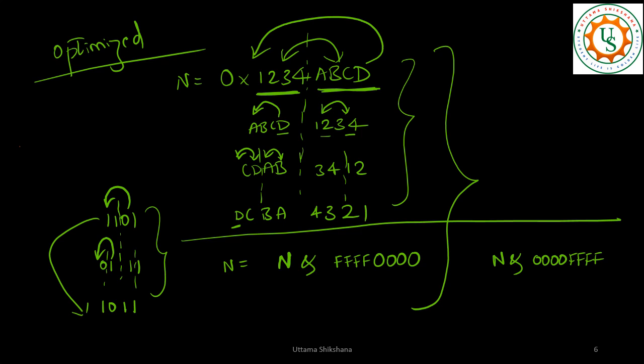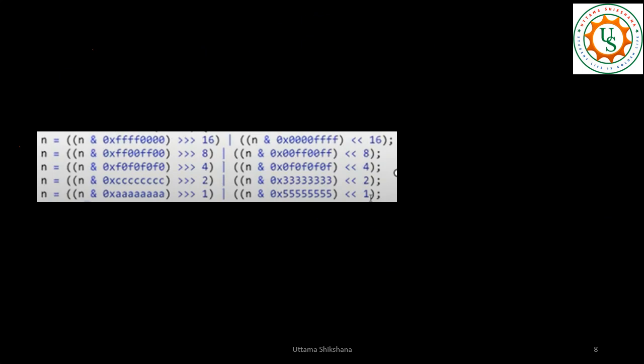Now you need to swap it. How to swap it? Since you have selected like this, you shift this entire thing by 16 times, right? So right shift 16 times you need to do, and this one you need to do the left shift by 16 times. Then you perform the OR operation. Okay, OR operation. This will ensure that the last 16 bits and first 16 bits are swapped.